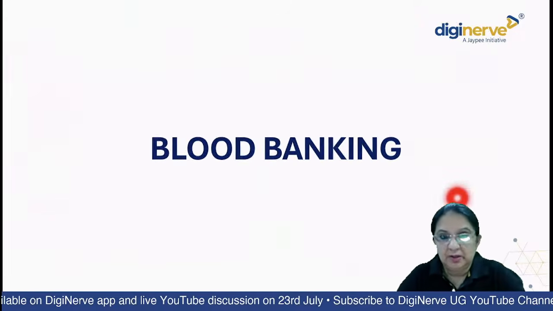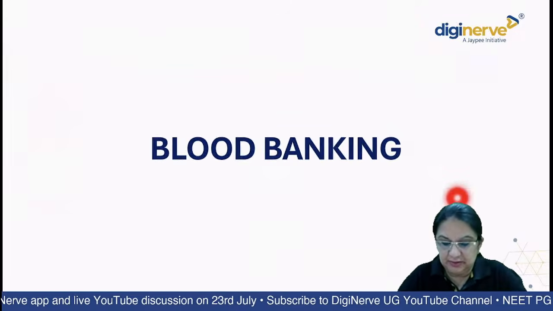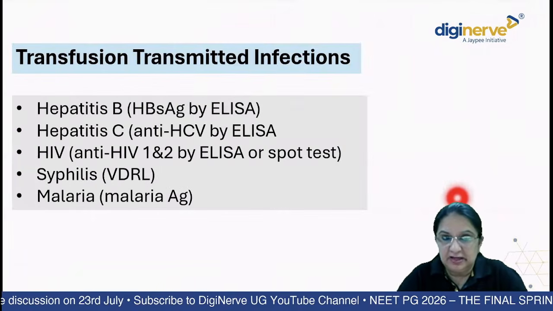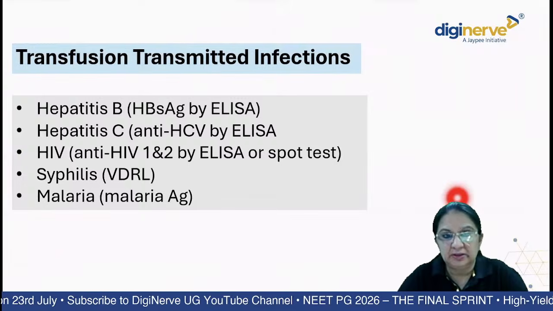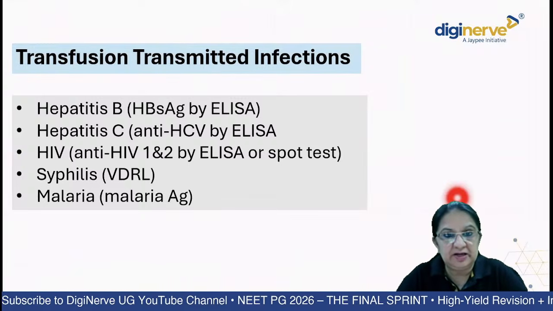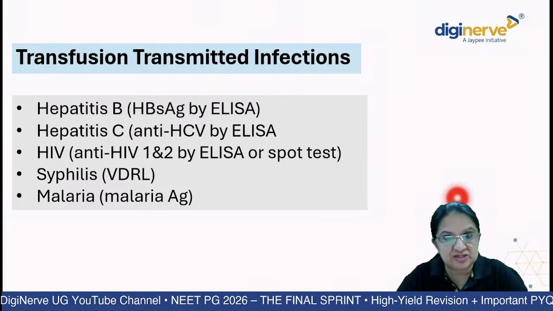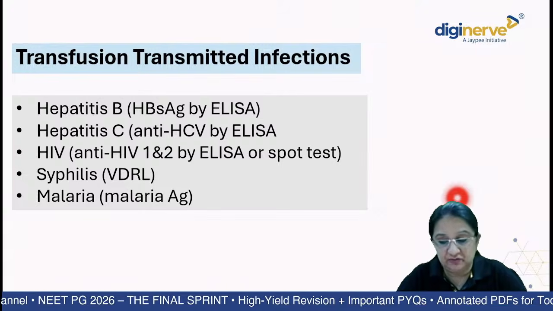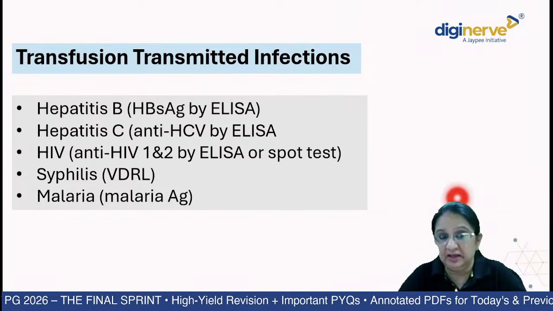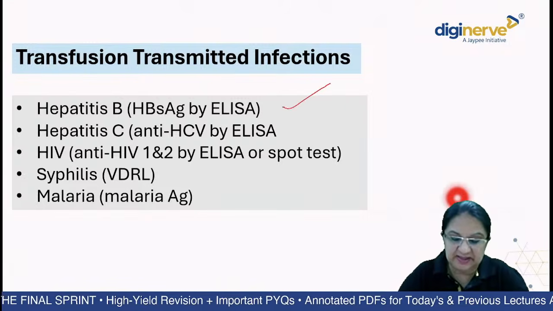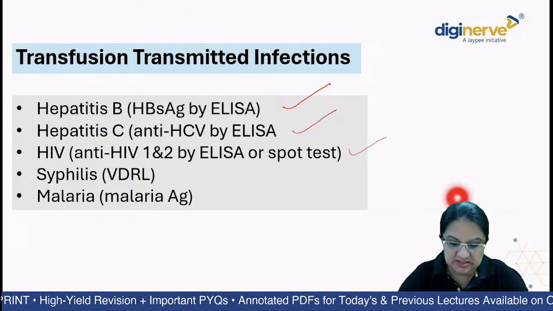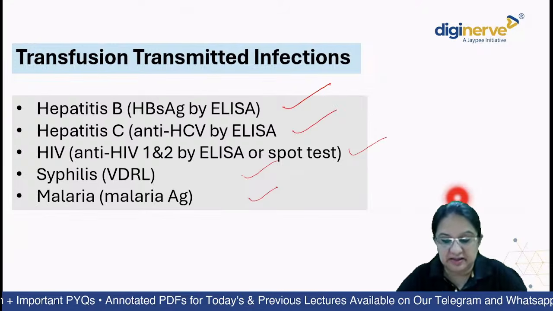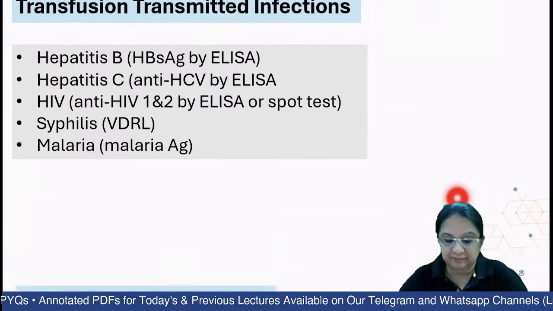Now, I'll very quickly finish up blood banking before we go to systemic pathology. I've taken only the important topics from blood banking which have usually been asked. First of all, transfusion transmitted infections. These are the transfusion transmitted infections for which screening is mandatory in India. It is hepatitis B, hepatitis C, HIV, syphilis, and malaria. All these infections are mandatorily screened in the blood banks in India, right?